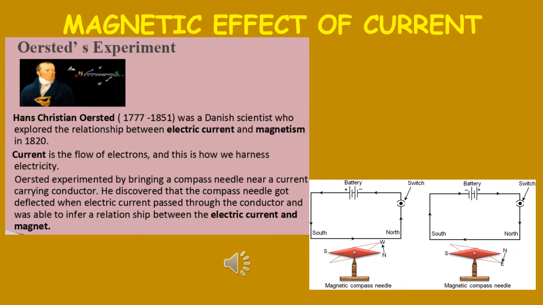One magnetic needle is kept and a current carrying conductor is kept above it, and this wire is connected to a battery through a switch. So when current is passing through the conductor, the magnetic needle showed a kind of deflection. In the second figure, the polarity of the battery is changed, so the direction of current is also reversed. And it was observed that the deflection of magnetic needle was also reversed.